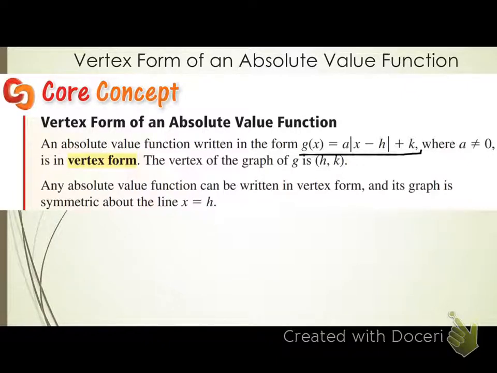What is a vertex? It's where it changes direction, going from increasing to decreasing, or decreasing to increasing. It's that point of my graph where it changes direction. So the vertex of the graph of g is h comma k. That comes from our equation.